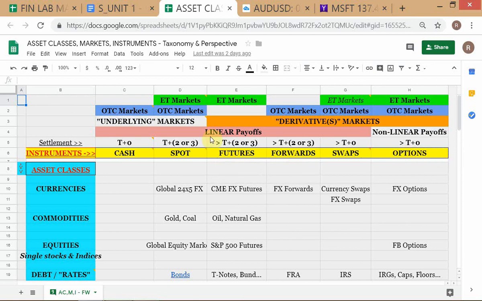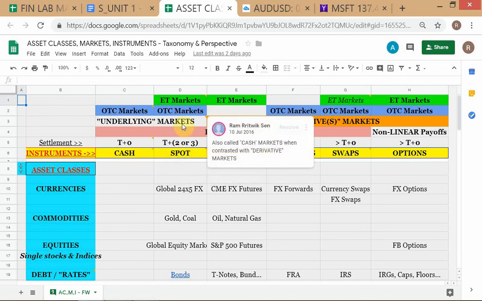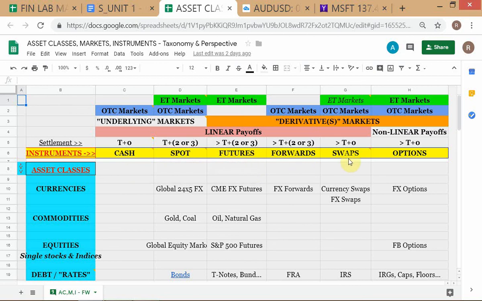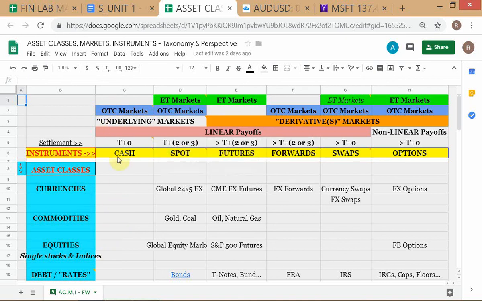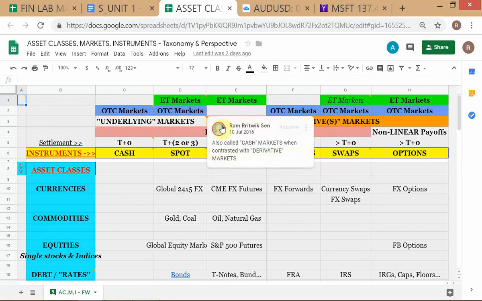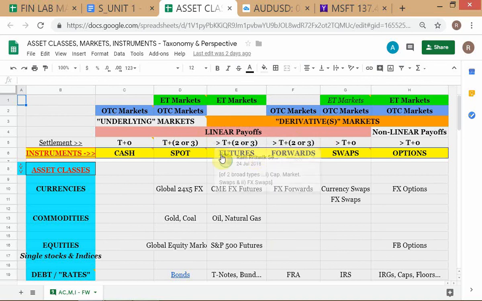have non-linear payoffs. And then you know that futures, forwards, swaps and options are derivative markets, or sometimes derivatives markets, and cash and spot are underlying markets. There are some exceptions where futures can also be underlying markets, and options can also be underlying markets, but we'll get to those later. But in general, this is the setup: cash and spot markets are underlying markets and these are derivative markets. So these two terms are used together. Derivative markets will always refer to some underlying market. So now, does everybody understand how to read this framework?